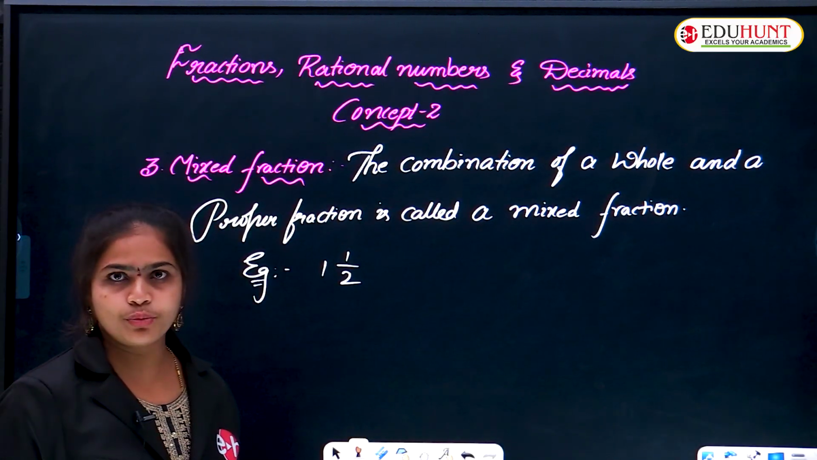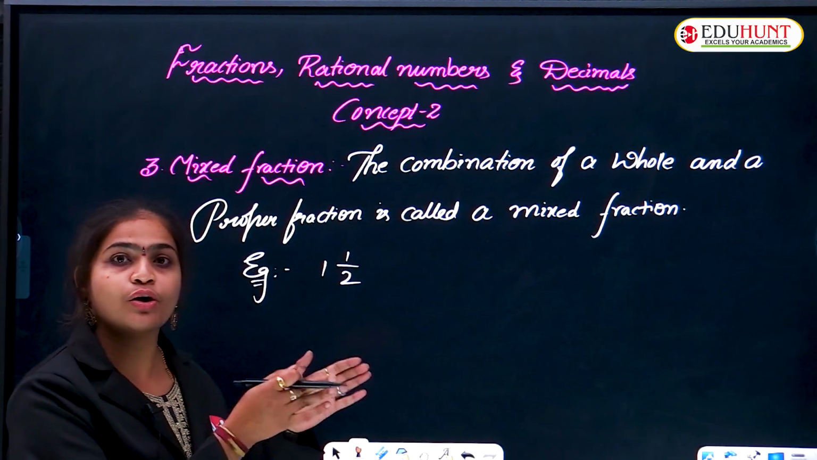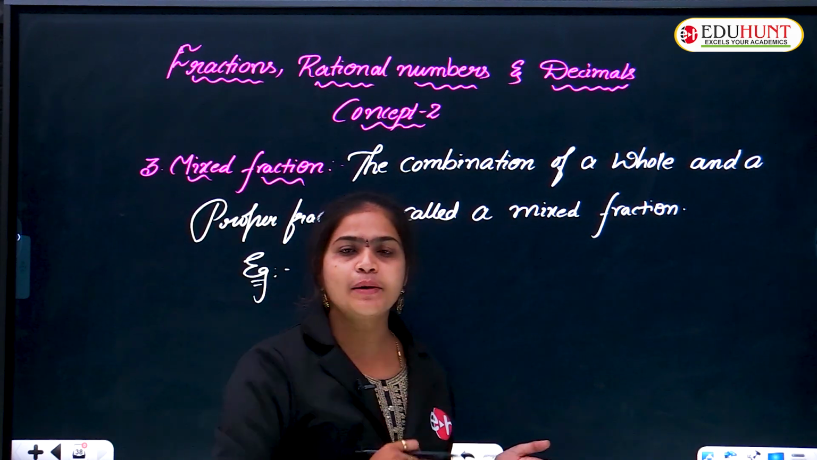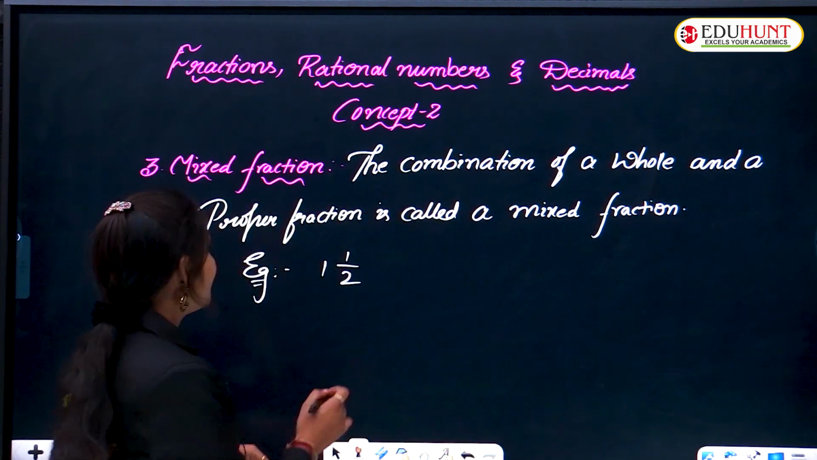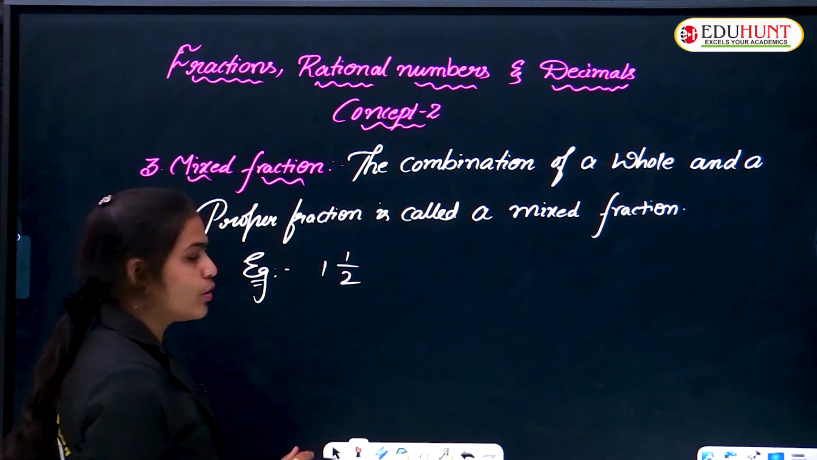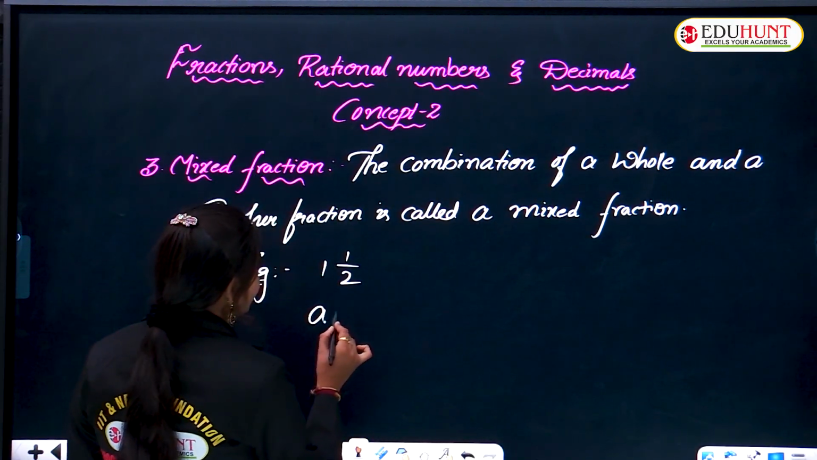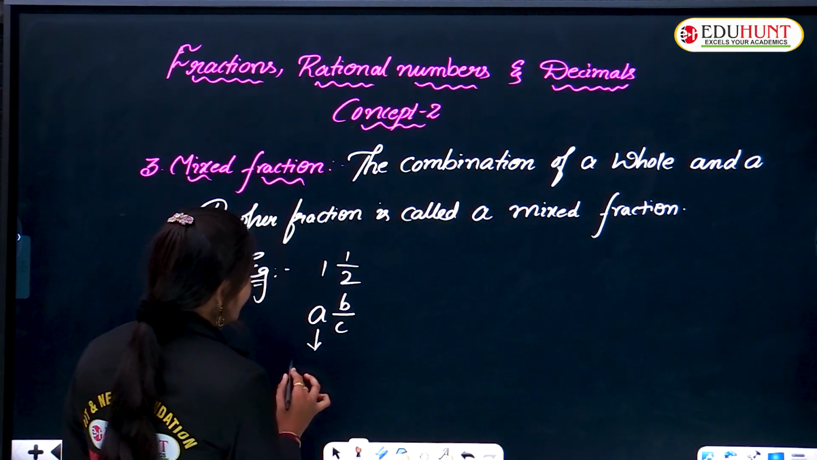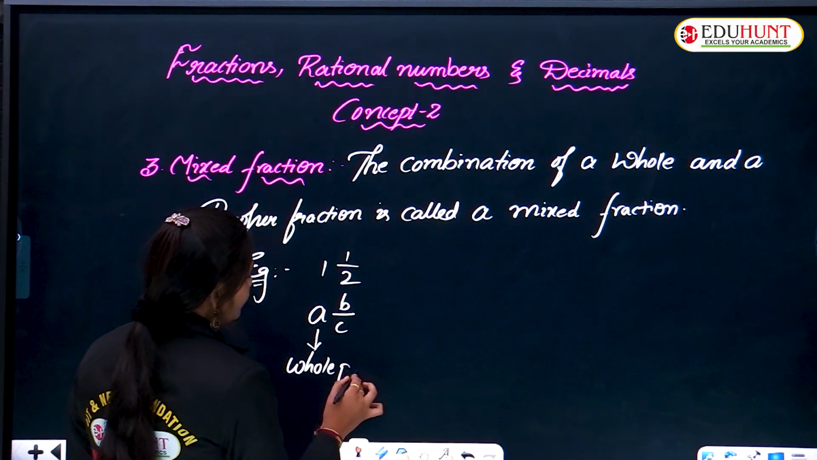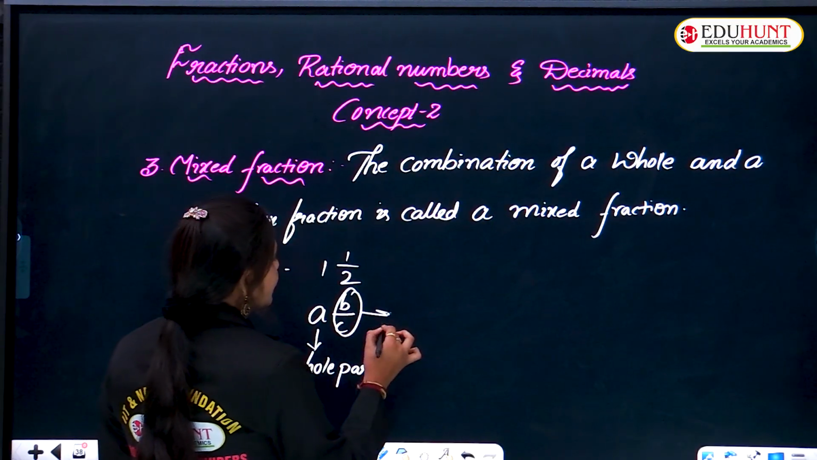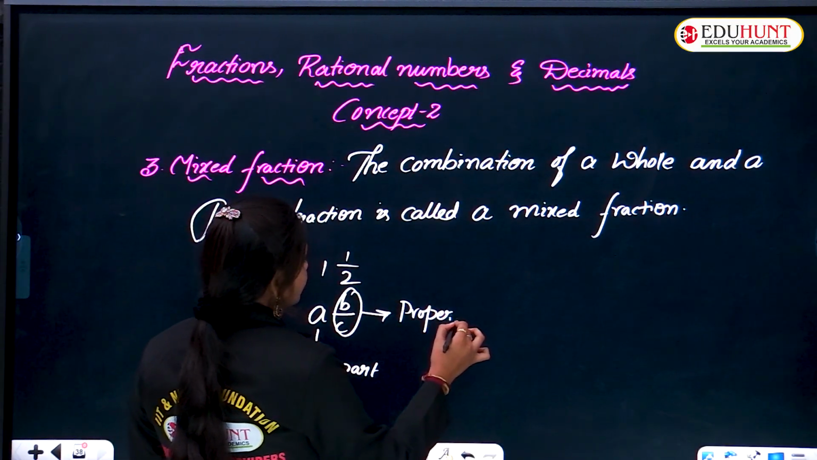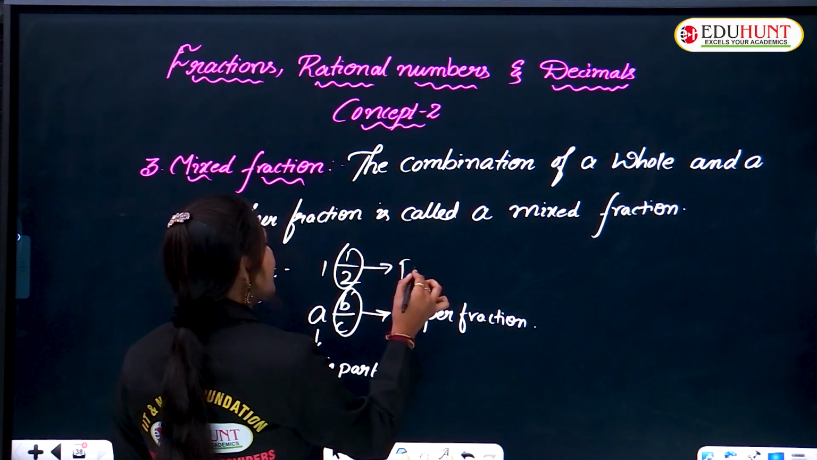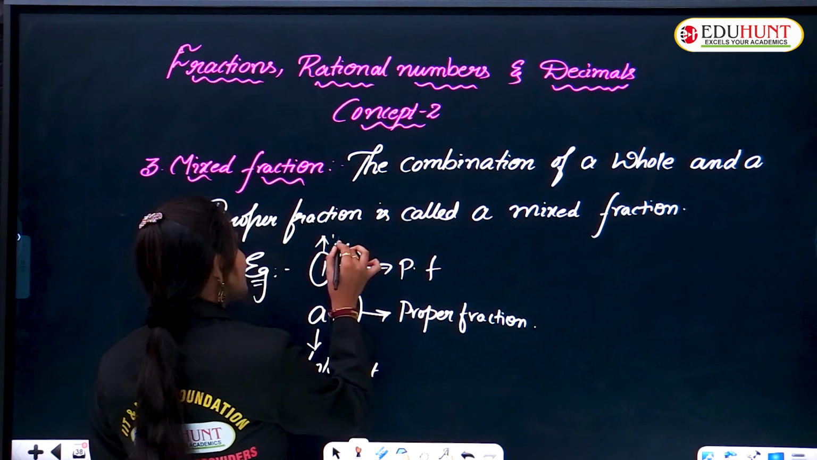1 and 1 by 2 means one complete part, one whole part, plus some excess part. Whole means complete only, no? The excess part is 1 by 2, and here 1 by 2 is a proper fraction. This is in the form A and B by C, where A is the whole part and B by C is a proper fraction. Here 1 is the whole part.